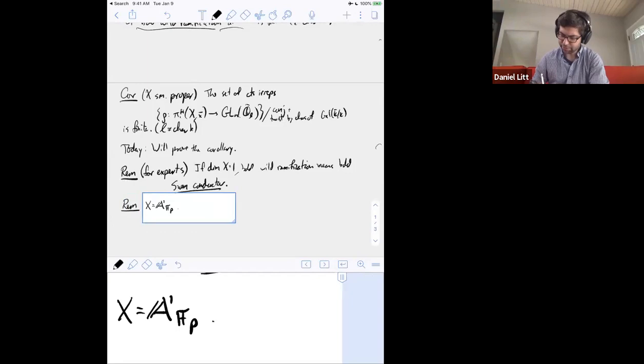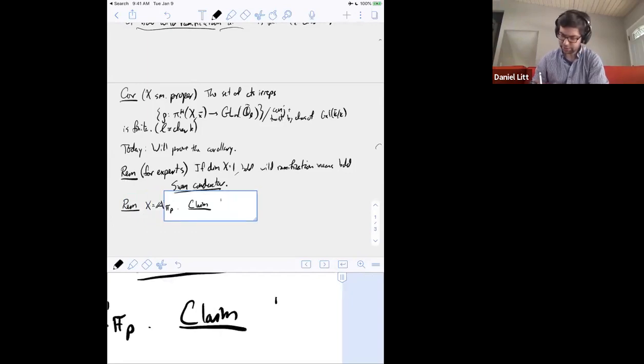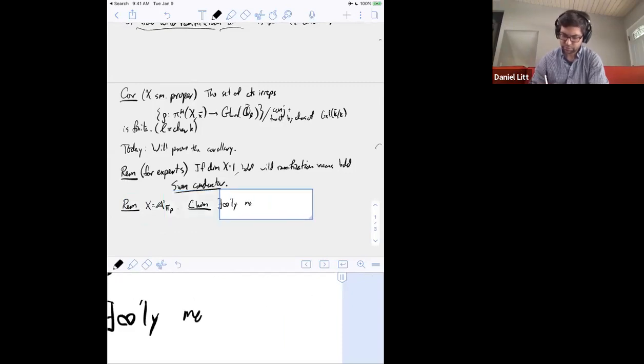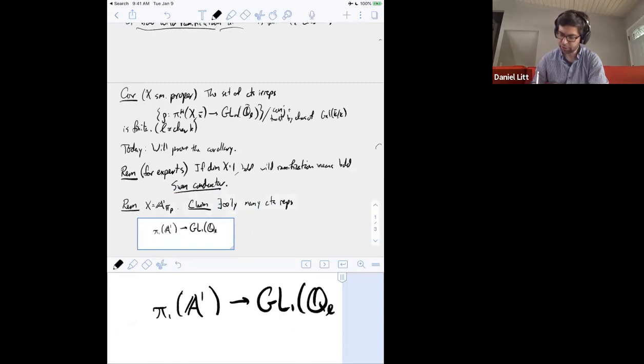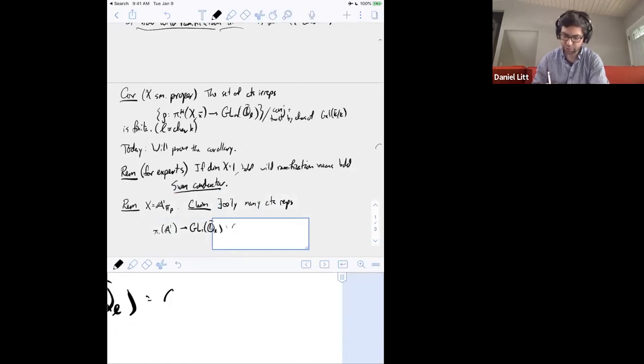Then the claim is that there exist infinitely many continuous representations from pi_1 of the affine line to GL_1 of Q_l bar. So that's just Q_l bar cross. And this is even up to twist.